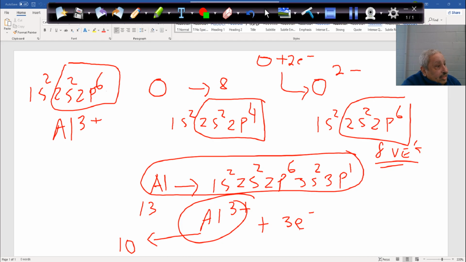The octet rule: elements tend to have the most stable characteristics, chemically and physically, by obtaining the characteristics of the noble gas, group number 8.